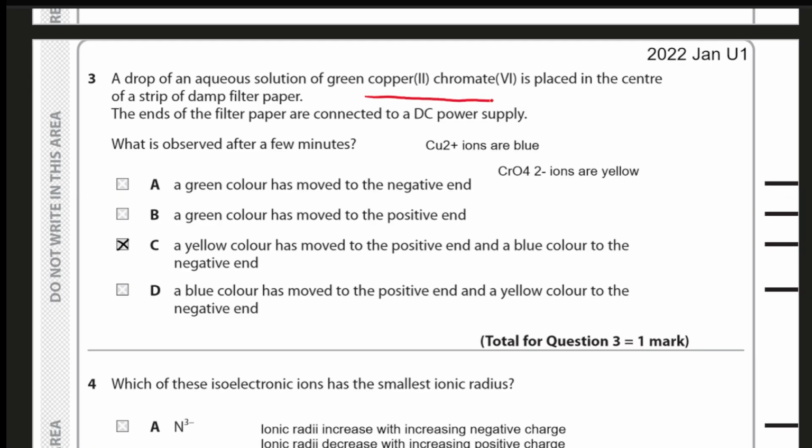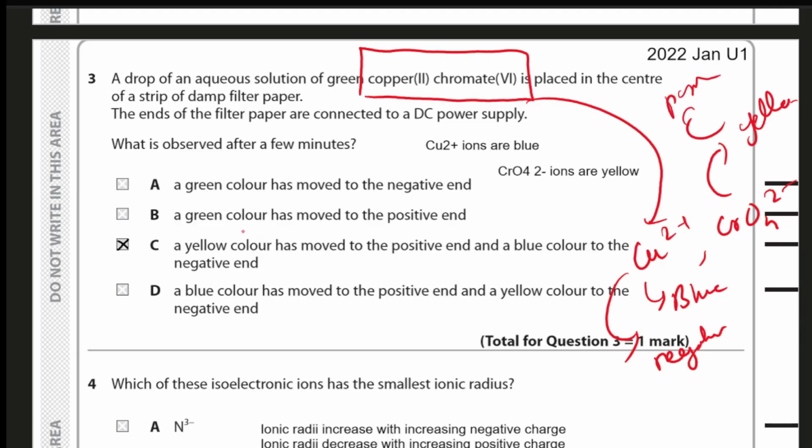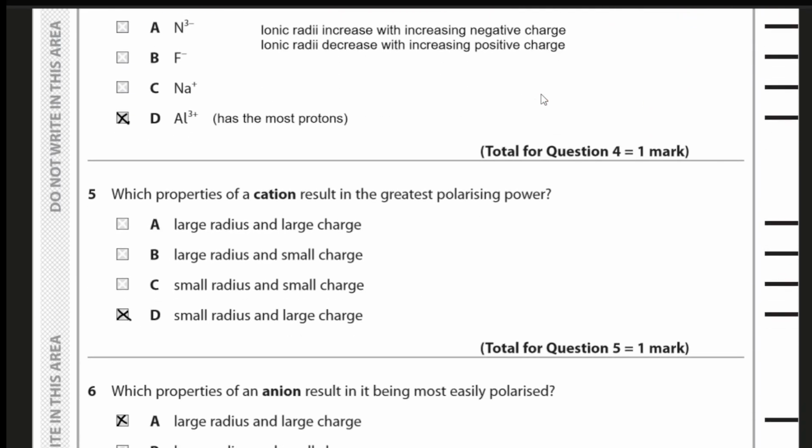If I talk about copper chromate(VI), in case of copper chromate(VI), we have Cu2+ and CrO4 2-. So what happens? This is obviously blue in color, and that would obviously go towards the negative electrode, and this is yellow in color, that would obviously move towards the positive electrode. So as we can see clearly, yellow color has moved to the positive, while blue color moves to the negative end, because we know the colors of these respective individual ions. That is why C is the correct answer.